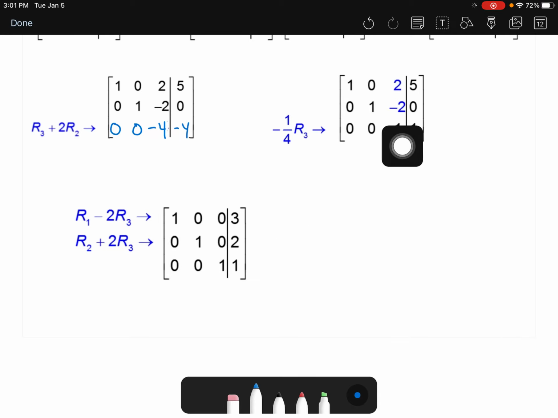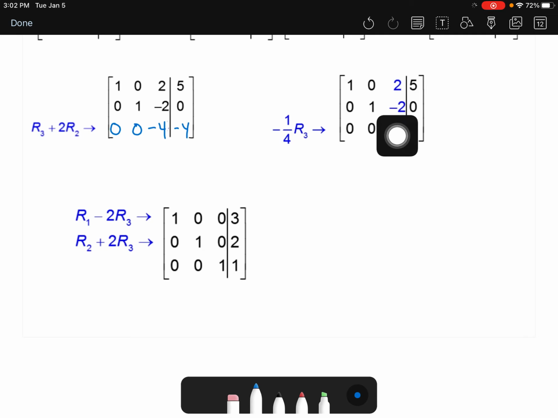Finally, we're going to need to create zeros here and here, and so to do that, in this top row, we're going to take row 1 minus 2 times row 3. So that 1's going to stay the same. That 0's going to stay the same. So row 1 minus 2 times 1, right? So that's going to be 2 minus 2 times 1. 2 minus 2 is 0. So that gives us 0 in that position now. And then we're going to have 5 minus 2 times 1. So 5 minus 2 is 3. So we have 3 there now. Okay? So now we've got zeros where we need them there.